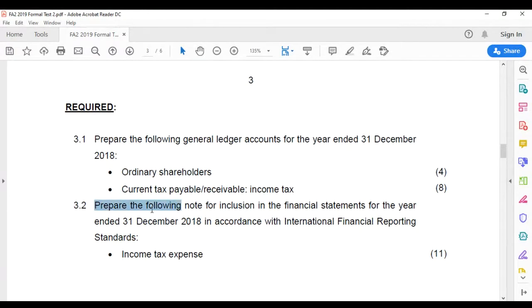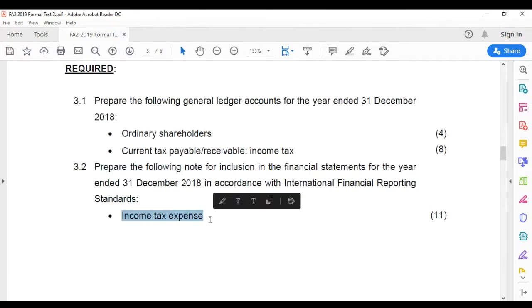Okay, then we still need to do the income tax expense note. The second requirement there: prepare the following note for inclusion in the financial statements for the year ended 31st of December 2018 in accordance with the IFRS. The note that we've got to disclose is our income tax expense. Ladies and gentlemen, we know from the lesson that you've gone through, the class that Mr. Borman also had last week that we've posted to all the sites, that the note consists of two parts.